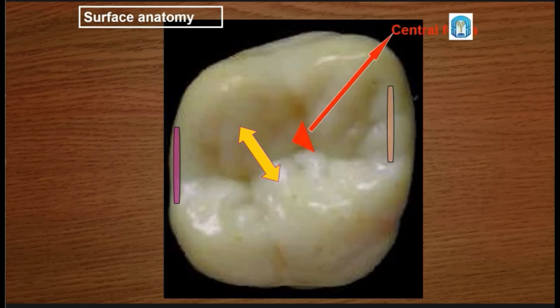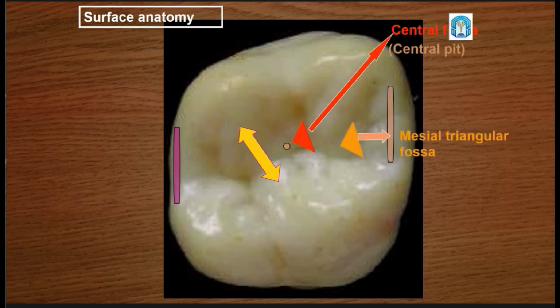This is the central fossa. This red one, you see the central fossa. This is the oblique ridge. These are the marginal ridges, the mesial marginal ridge and the distal marginal ridge. Now you can see the central fossa is mesial to the oblique ridge, and this will be lingual. This is the central pit, central fossa and central pit.